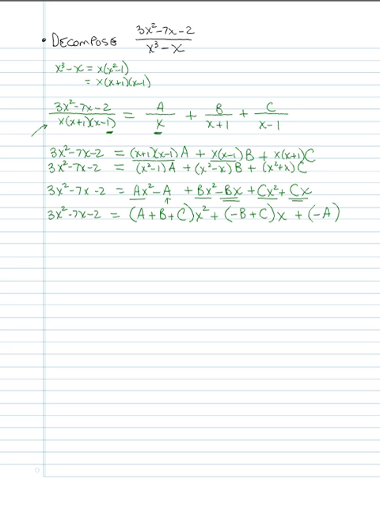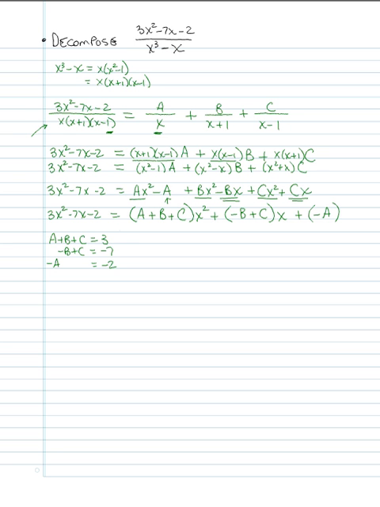And so now we just compare coefficients on the left with coefficients on the right. In the first case, we get the coefficient a plus b plus c has to be 3 because they're both coefficients of x squared. And we get the negative b plus c must be equal to negative 7 because they're both coefficients of x. And finally, we get a negative a is equal to negative 2 because of the constant on the left side and the constant on the right side. Left side is negative 2, the right side is negative a.